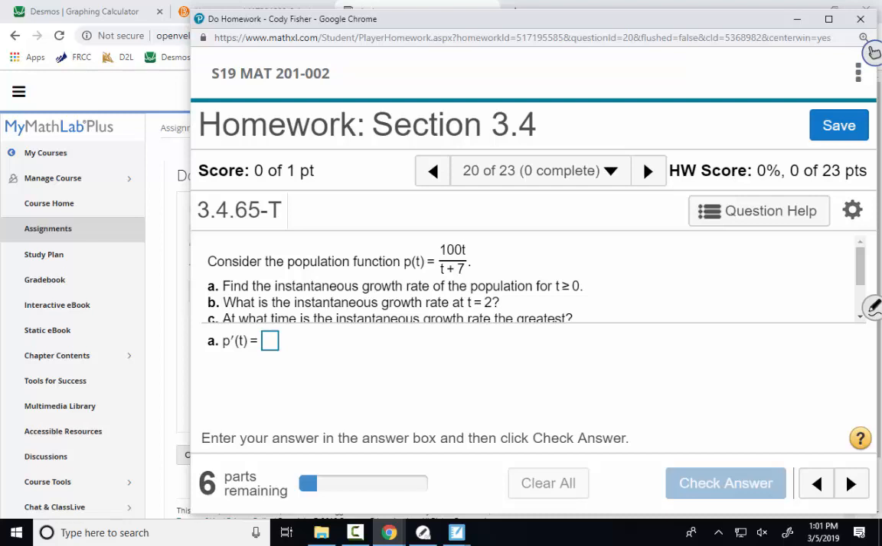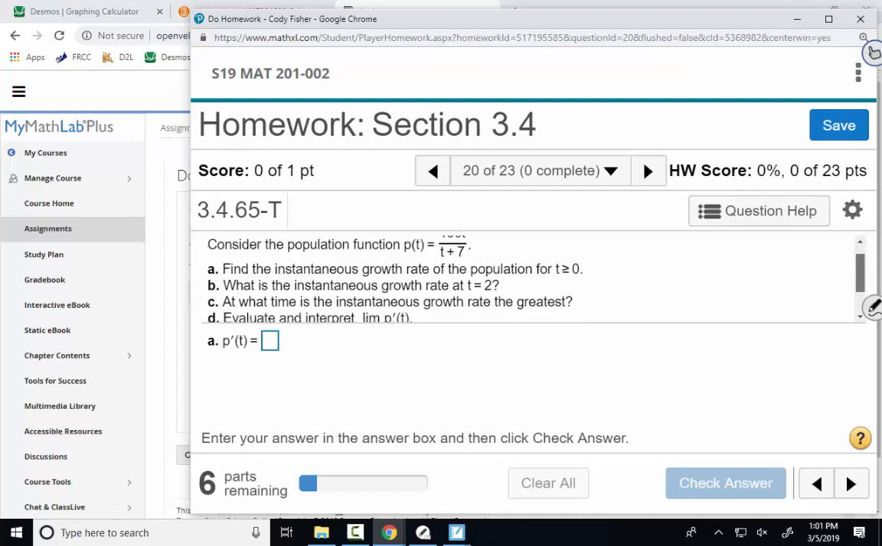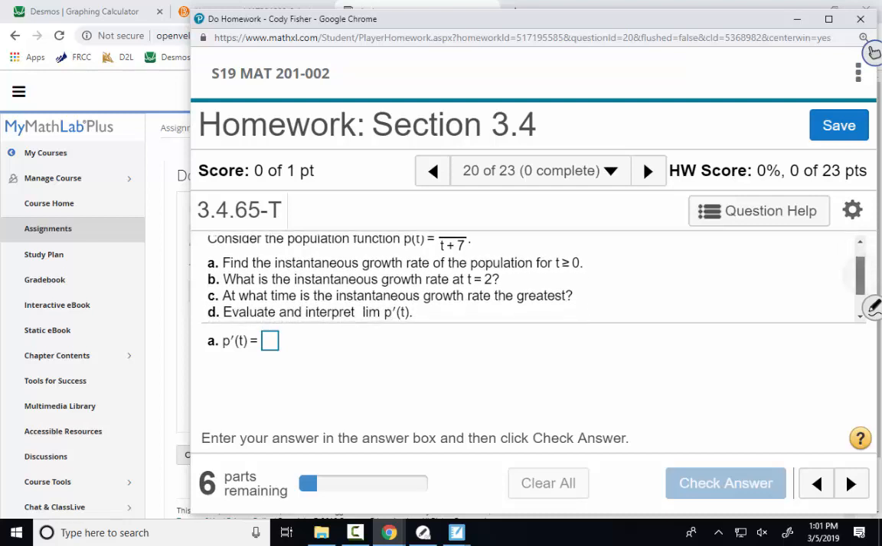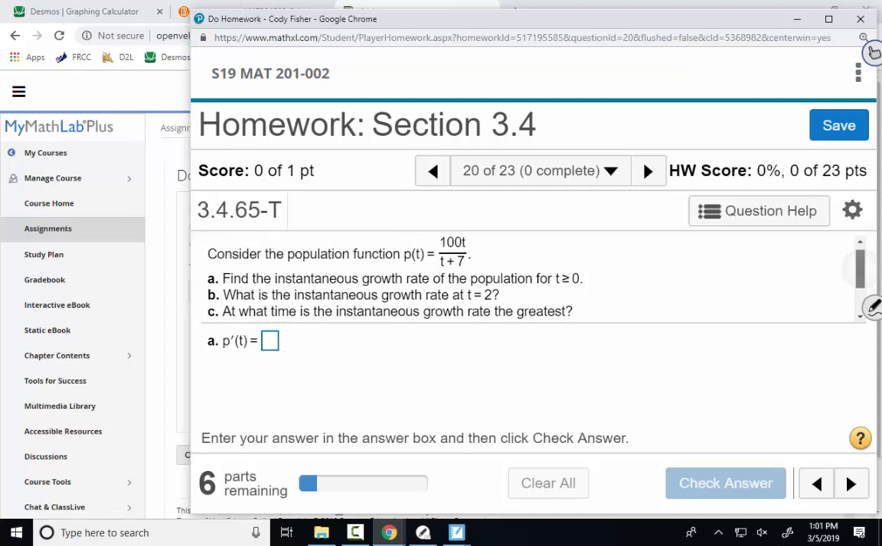Which part in particular? I think it was part C. So this was like the example we worked in class. What time is the instantaneous growth rate the greatest? Instantaneous growth rate is described by P prime of t. And notice the technology. So what you want to do is just graph P prime and just look for the highest point.